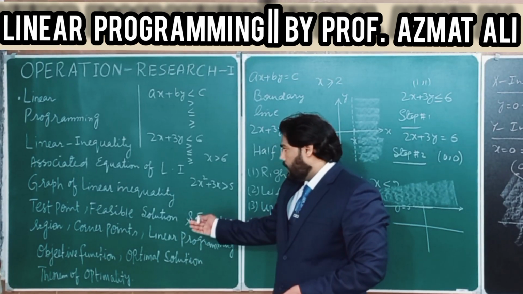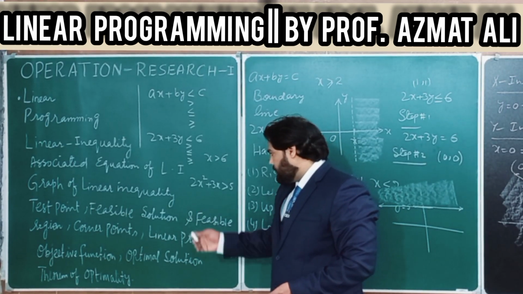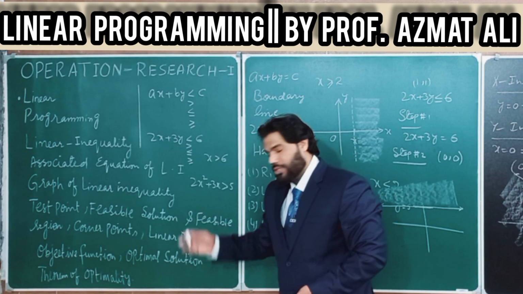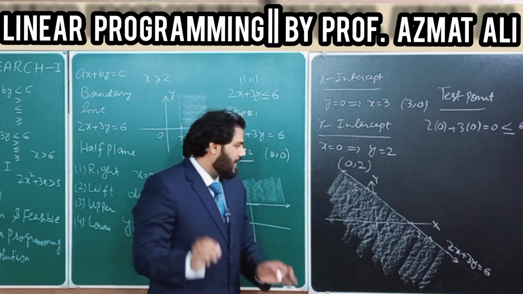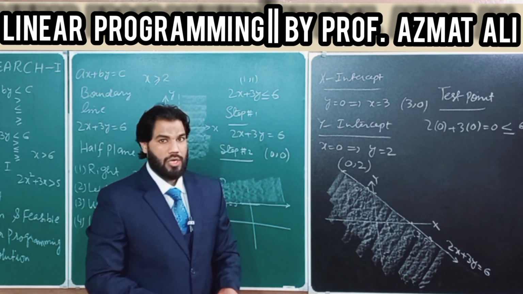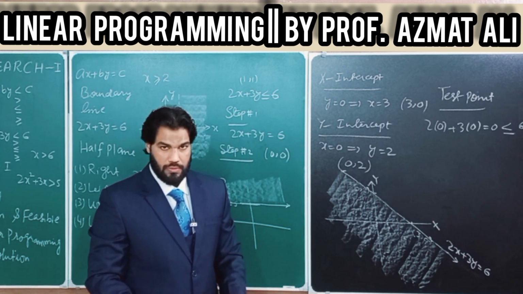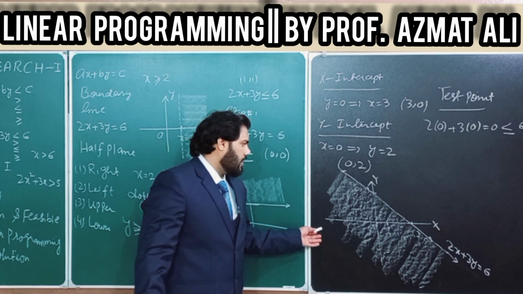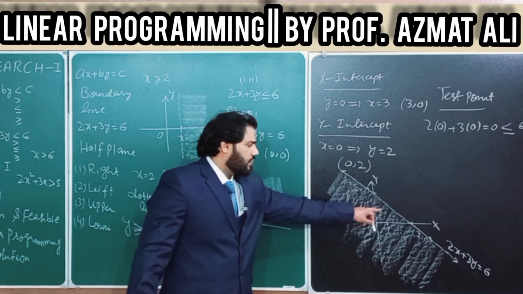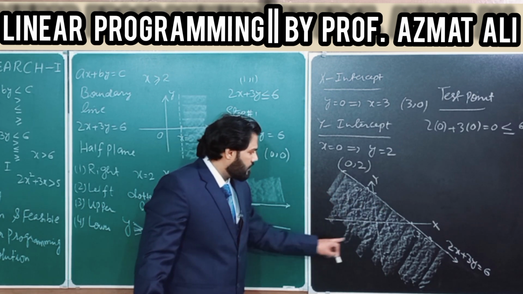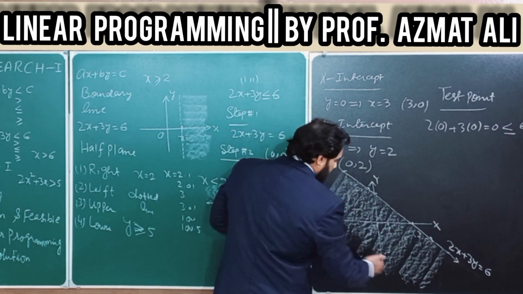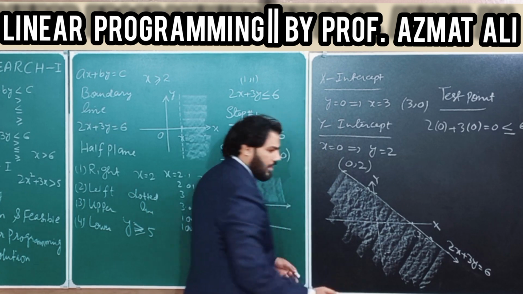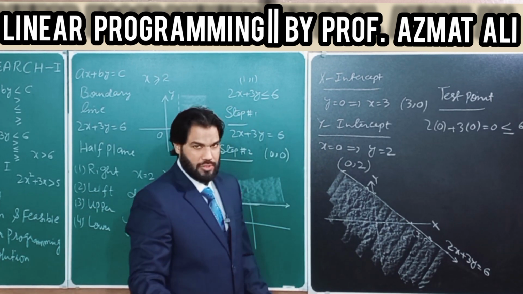Next, what is the feasible solution and feasible region? Feasible solution and feasible region. Any region that satisfies our inequality is called the feasible region. You can notice that here the graph lies in the first, second, third, and fourth quadrant. So this whole area, all this portion, all this region is called the feasible region.